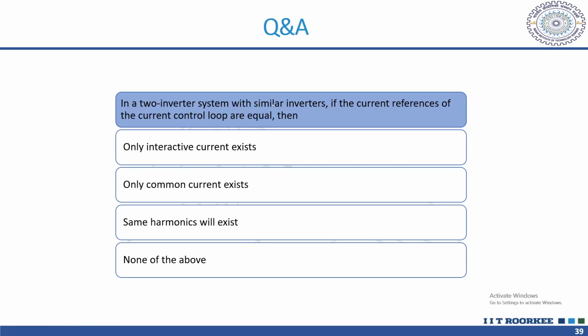Then in a two inverter system with similar inverters, if the current references are equal, then which of the following current will exist? Yeah, so we saw here, since it was IREF 1 minus 2, so if they are equal, then this will not exist. This will be 0, and only the common current will exist.